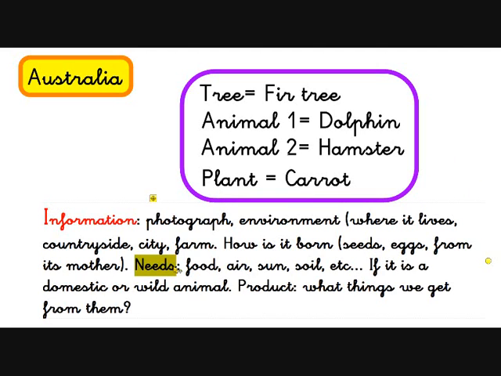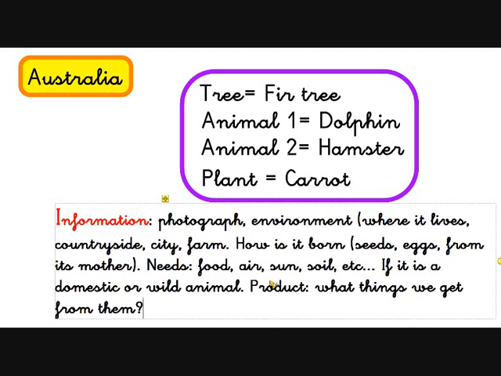Needs. We need to know what these plants need and what these animals need. For example, the food. Do they eat plants maybe? Do they eat other animals? Air, water, soil, etc. Do you remember this? Also, we need to know if it is a domestic or a wild animal. For example, dolphin and hamster are different. One is domestic and the other is wild.